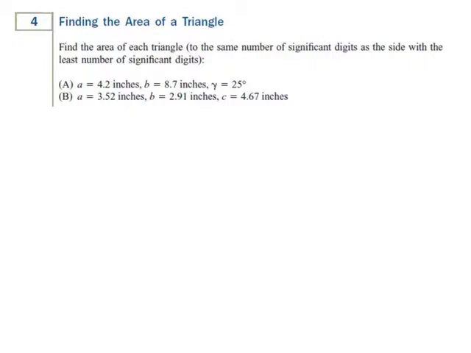This is going to be our last one with a problem. The book does it one way for B. I'm going to show you a different way. But let's go ahead and start with A. It says find the area of each triangle to the same number of decimal places. Okay, for a triangle, the area equals 1/2 the base times the height.